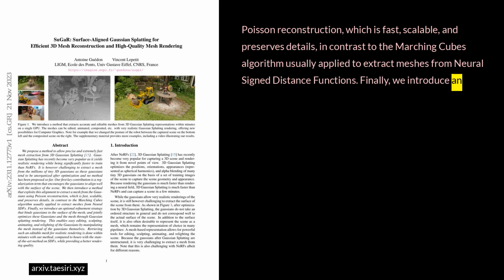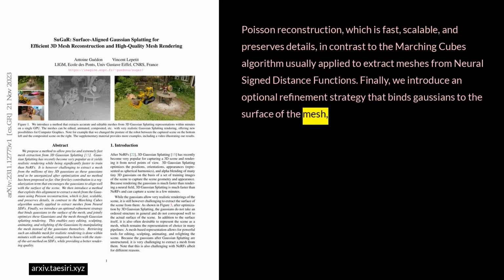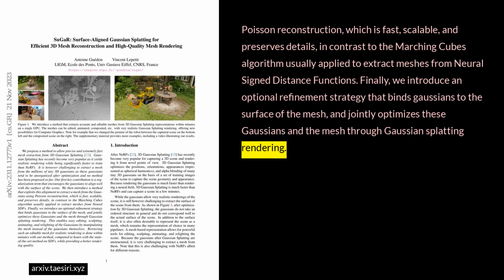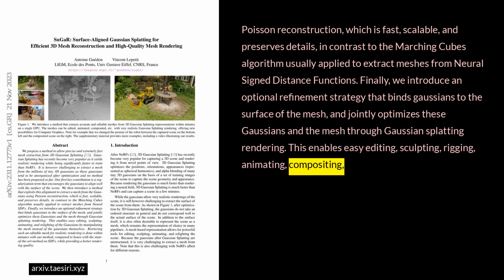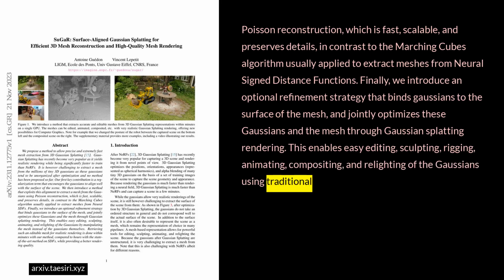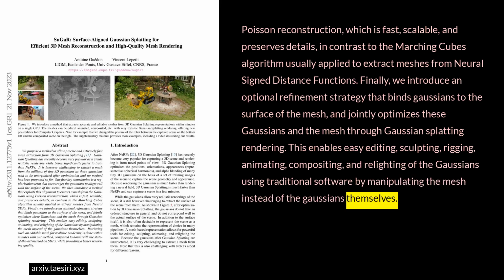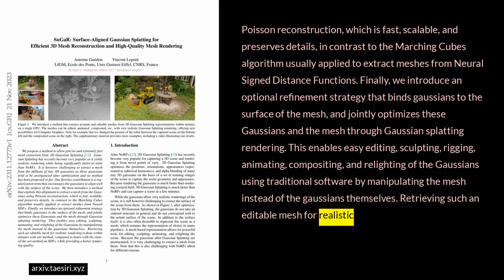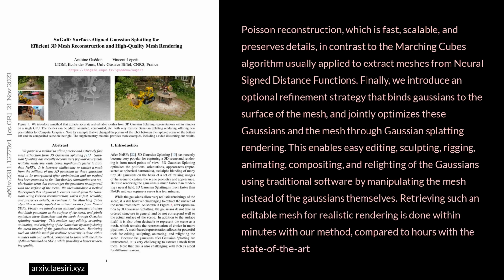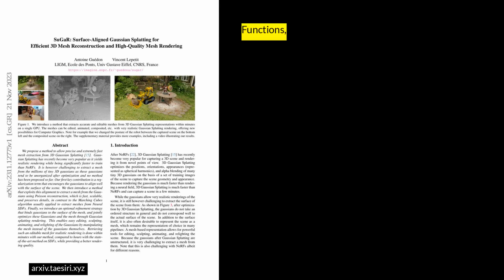Finally, we introduce an optional refinement strategy that binds Gaussians to the surface of the mesh and jointly optimizes these Gaussians and the mesh through Gaussian splatting rendering. This enables easy editing, sculpting, rigging, animating, compositing, and relighting of the Gaussians using traditional software by manipulating the mesh instead of the Gaussians themselves. Retrieving such an editable mesh for realistic rendering is done within minutes with our method, compared to hours with the state-of-the-art methods on neural signed distance functions, while providing a better rendering quality.